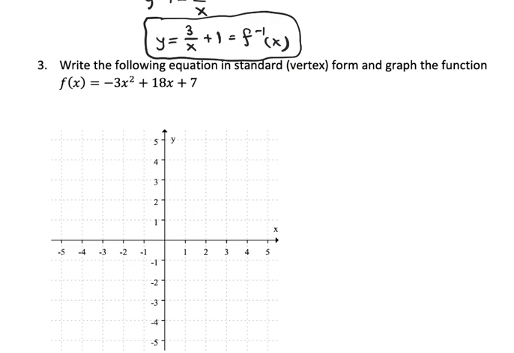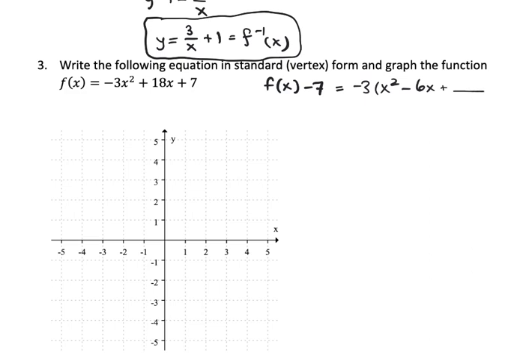For question 3, I want to move the 7 over here and just leave these two terms. So I'm going to subtract the 7 and then factor out a negative 3 from these two terms. So that's negative 3 factored out. That leaves x squared. If you factor out the negative 3 from positive 18, that's minus 6x.